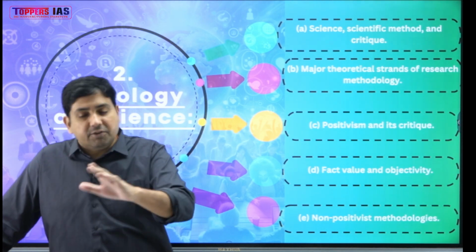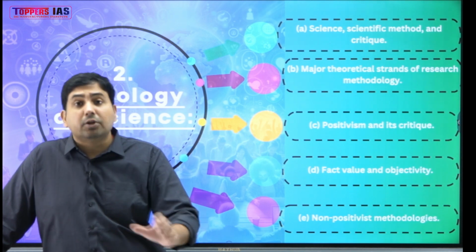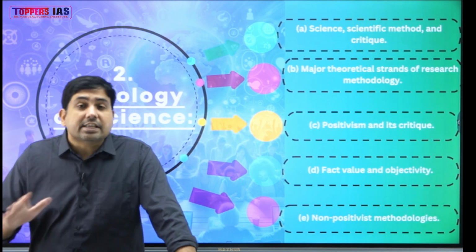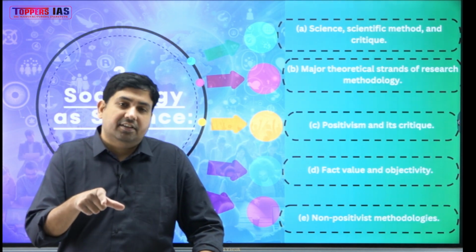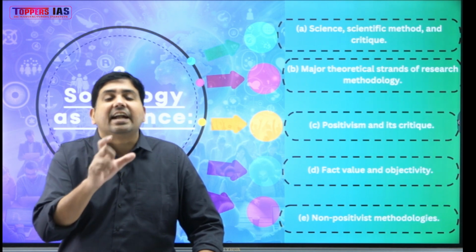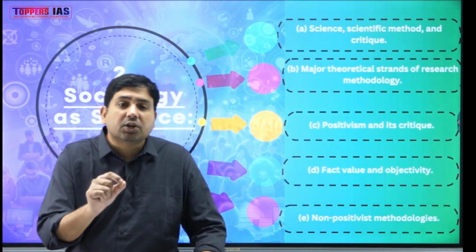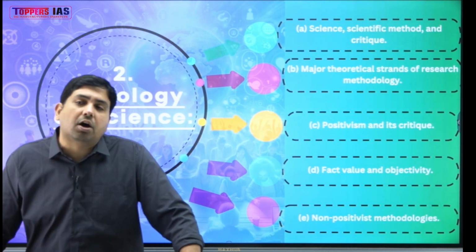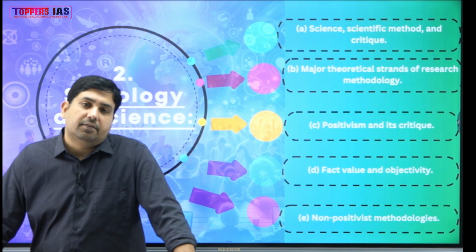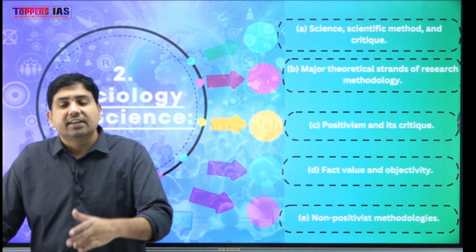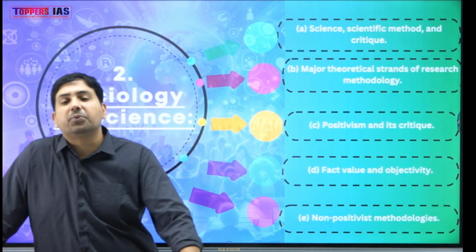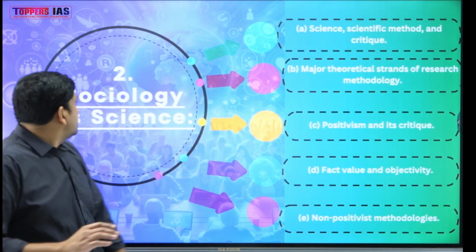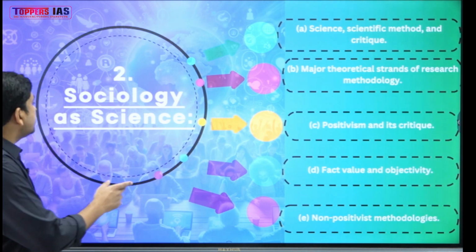Okay, now then there are phenomenologists. Phenomenology is an anti-positivist methodology, which says application of the positive method, positive method meaning scientific method for your understanding, in sociology is not possible at all. Okay, so we study these things, and UPSC asks questions related to this. Clear? So this was unit 2, sociology as science.